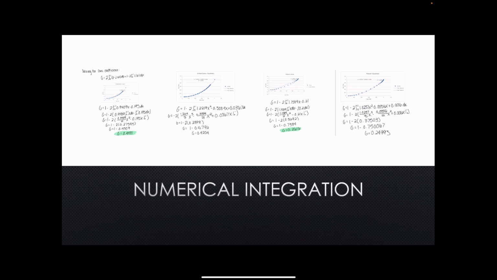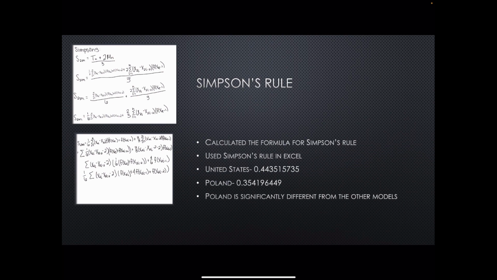For the linear models, we calculated the United States to have a Gini coefficient of 0.4491 and Poland to have a Gini coefficient of 0.2616. The quadratic models resulted in a slightly lower Gini coefficient for each country, the United States calculating to 0.4204 and Poland calculating to 0.24993.